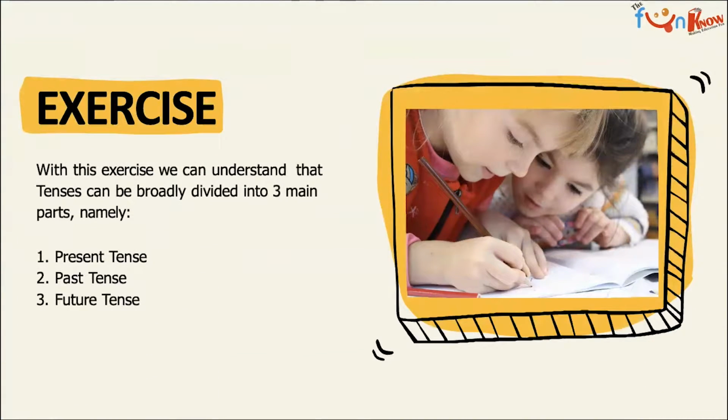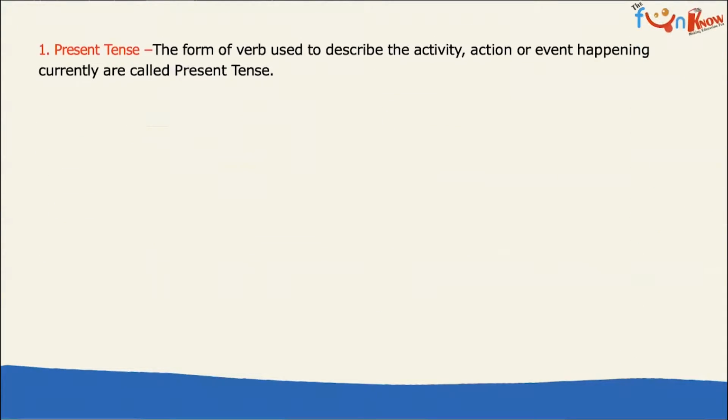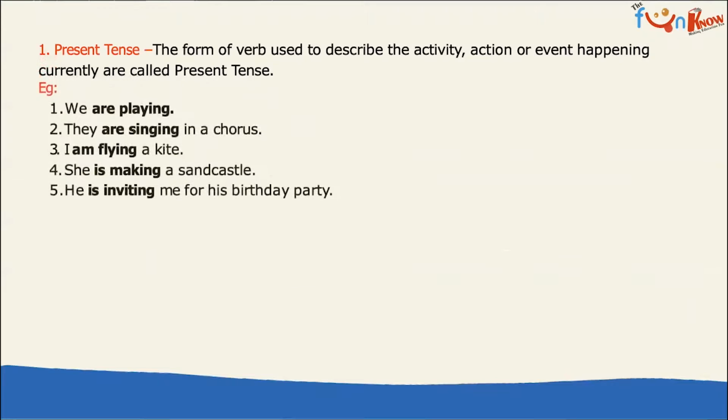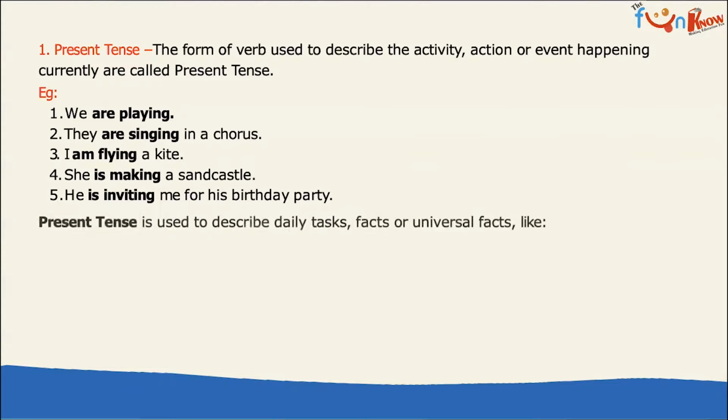This way, we can understand that tenses can be broadly divided into three main parts, namely present tense, past tense, and future tense. What is present tense? The form of verb used to describe the activity, action, or event happening currently is called present tense. Some examples include, we are playing, they are singing in a chorus, I am flying a kite, she is making a sandcastle, he is inviting me for his birthday party.